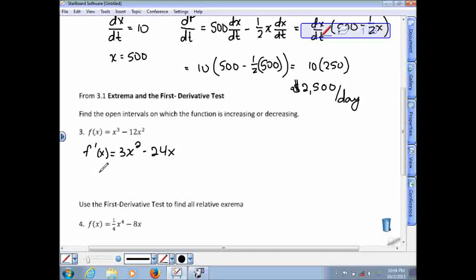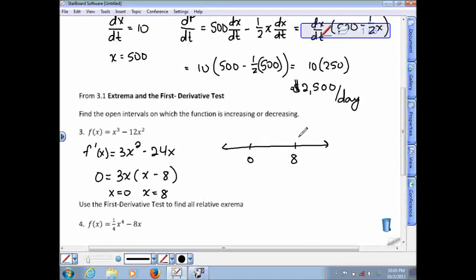Okay, now we need to set the first derivative equal to 0 to find critical values. So 0 is equal to 3x times x minus 8, which means the critical values are x equals 0 and x equals 8. Okay, now on a number line we place the critical values and test points within each interval into the first derivative to see if it yields positive or negative values.